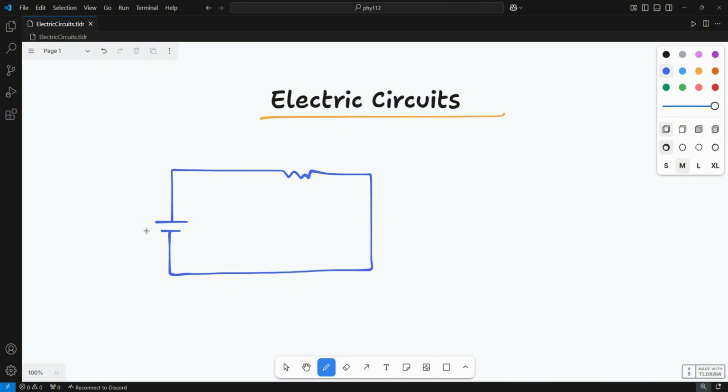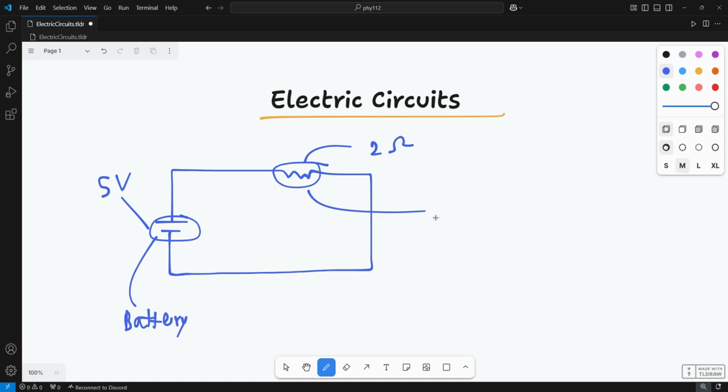So the EMF of this battery is, let's suppose, 5 volt, and the resistance is of 2 ohm. So basically this is an electric circuit. Let's suppose this is the battery and this is the resistance.